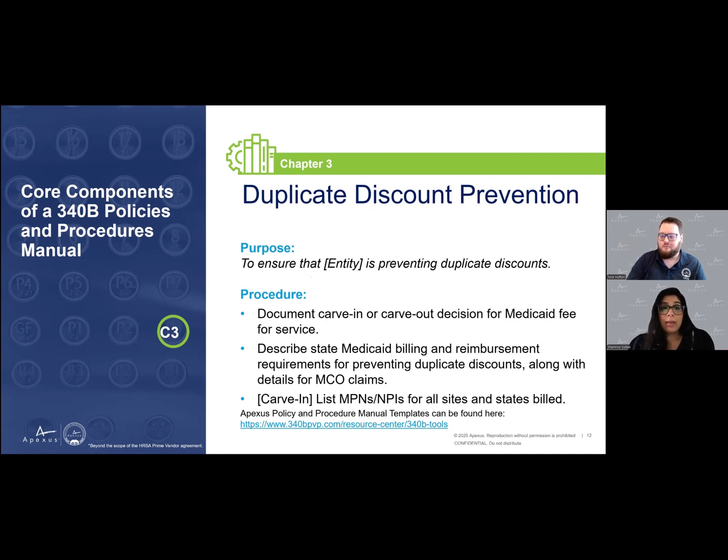In the third chapter of the policies and procedures, the entity will demonstrate how they will prevent duplicate discounts, which is yet another compliance cornerstone that we reviewed earlier in the presentation. This is the section where the entity will state their decision for Medicaid, whether it will carve in or carve out, and state how the entity will abide by any and all Medicaid billing and reimbursement requirements to prevent duplicate discounts.